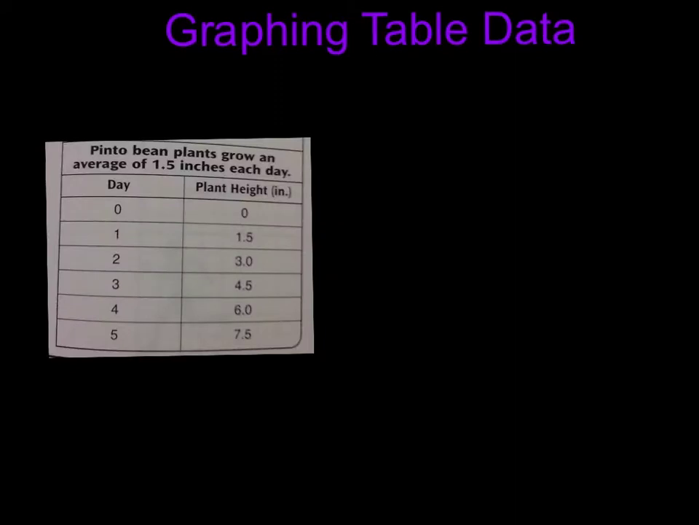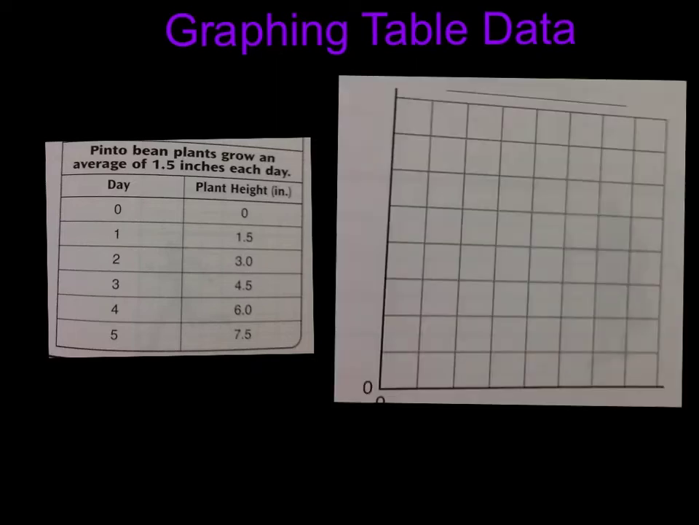Let's do a quick practice with graphing table data. Here is a table that shows pinto bean plants and how they grow, an average of 1.5 inches each day. It tracks a total of 5 days and shows you the plant height in the right column. Now I am going to use this graph to graph my data. On day 0, the plant height in inches was 0 inches, so I'm going to put a point here.